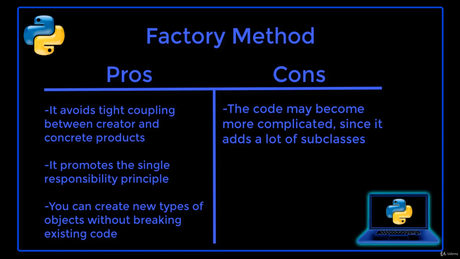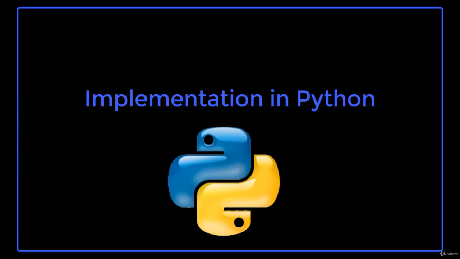Let's look at the pros and cons of the factory method pattern. Advantages of this design pattern are that it avoids tight coupling between creator and concrete products. It promotes the single responsibility principle, and you can add new types of objects without breaking existing code. The drawback of using this pattern is that the code may become more complicated, since it adds a lot of subclasses.